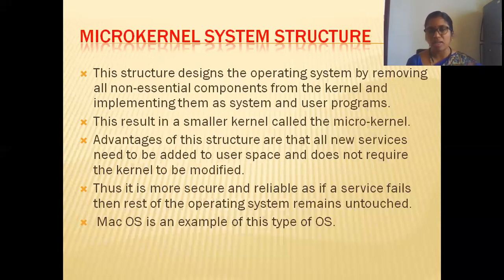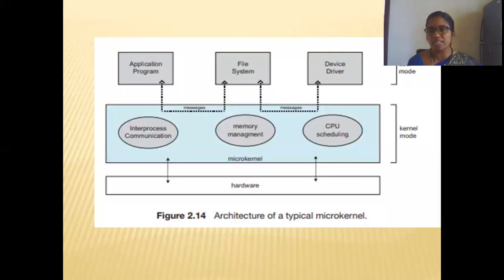It is trustable. If a service fails, the rest of the operating system remains untouched, because the kernel is more responsible for the operating system. So if anything fails, it does not touch the other system. That means the remaining system will not be disturbed. Mac OS is an example of this type of operating system. Mac OS is nothing but the Macintosh operating system.